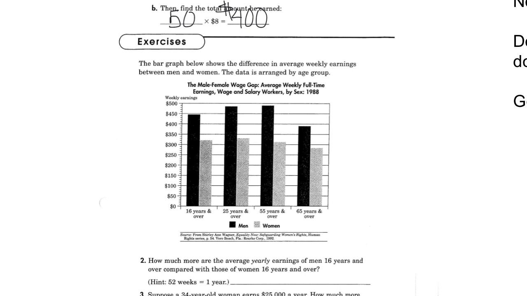Now, there are 2 questions that go with this bar graph. It says the bar graph below shows the difference in average weekly earnings between men and women. The data is arranged by age group. So once again, we have the title of our graph up here. It says male-female wage gap, average weekly full-time earnings, wage and salary workers by sex in 1988. So our y-axis is weekly earnings.